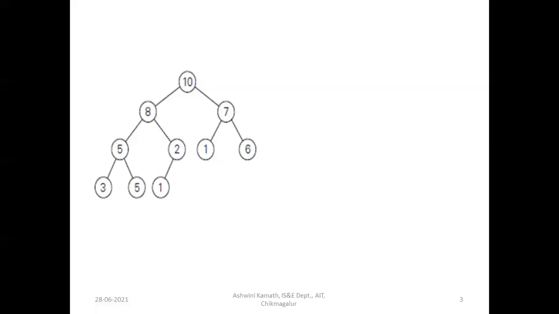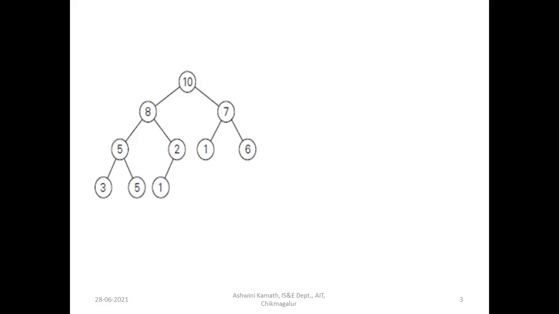Right leaves may be missing, but not the left one. If a single leaf node is there, then it must be for the left one, not for the right one. If the left is missing and the right is there, it is not a binary tree. Sorry, it is not a heap.